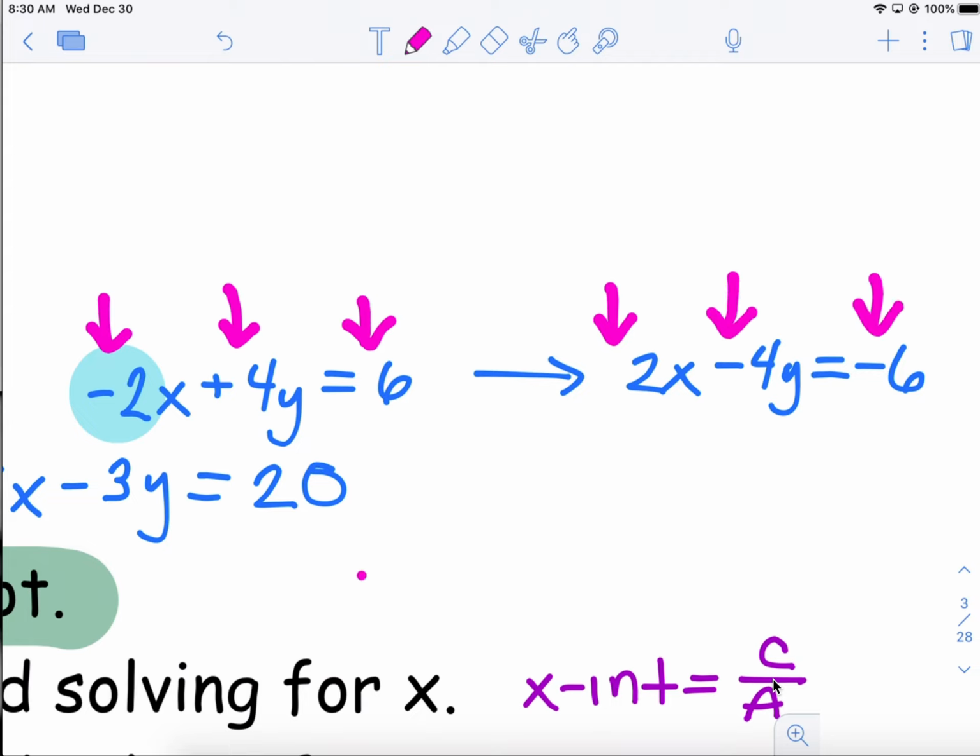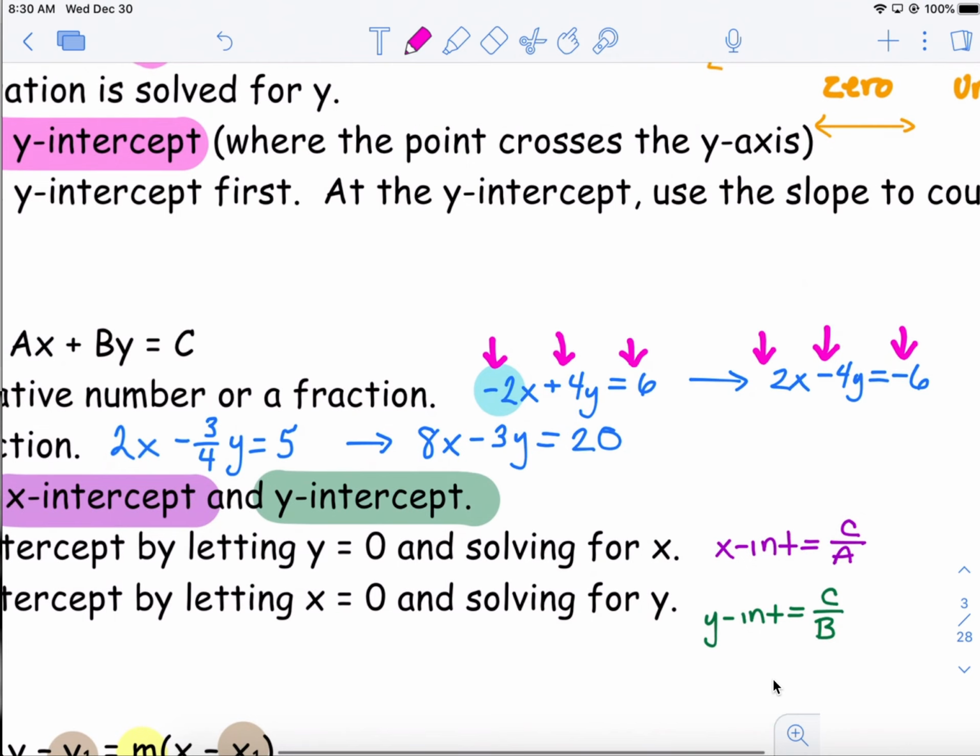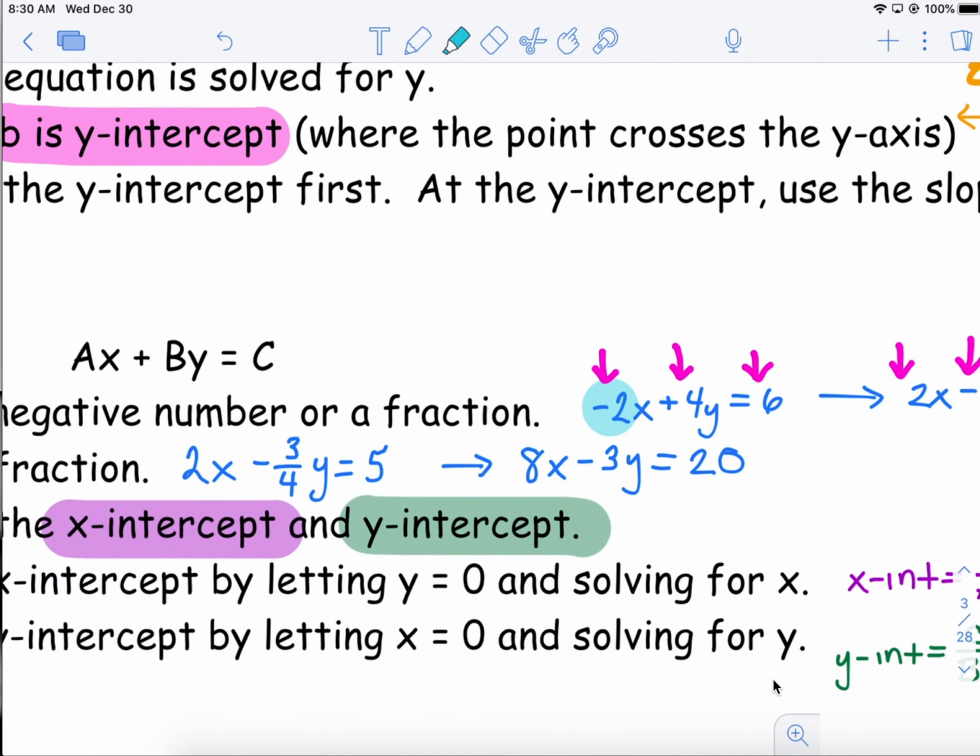So if you ever rewrite something and you get a negative A, just change all the signs. Next thing is your B is not allowed to be a fraction. That's like this one. If that ever happens, you are going to multiply the whole line by whatever the denominator is so that you can cancel it. So 4 times 2 gives us 8x. The 4's cancel, giving us a negative 3y. And then 4 times 5 is 20. That's how we would change it.